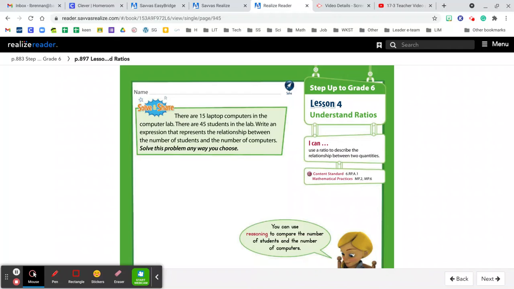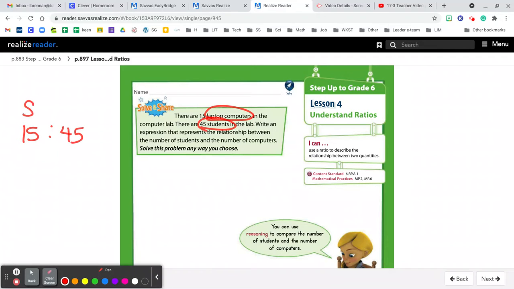All right, today we're going to be doing some work with ratios. I can use a ratio to describe the relationship between two quantities. So in this example, we're saying there's 15 laptops in a computer lab and there's 45 students. Write an expression that represents the relationship between the number of students, 15, to the number of computers, 45.